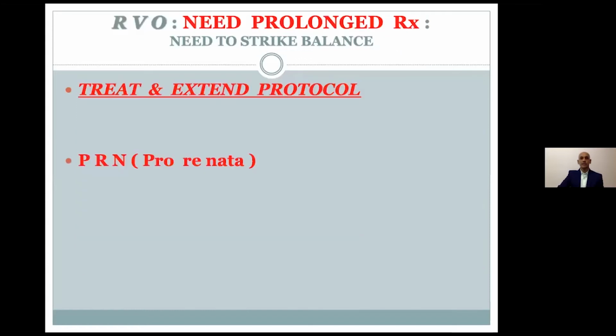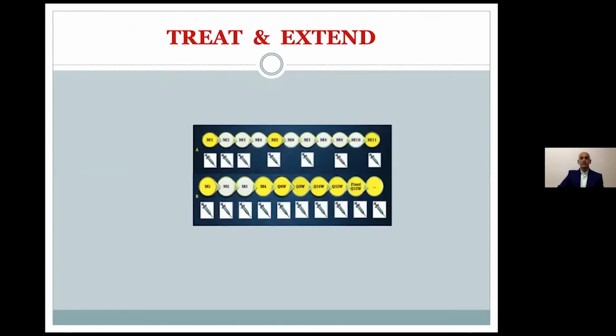So how do we balance it out? The best is to go with either the treat and extend protocol or the pro re nata, so that we give the best to the patient with a lesser number of injections. Treat and extend is most popular among retinologists, where in the first 3 months you give monthly injections. Later on, you keep increasing by every 2 weeks, like 6 weekly, 8 weekly, then 10 weekly, 12 weekly, until you reach around 12 weeks.